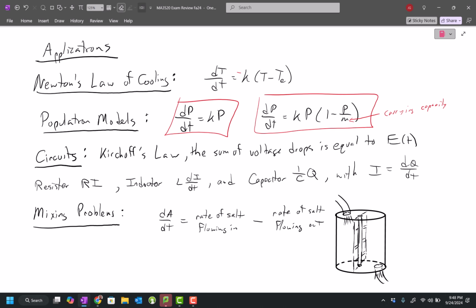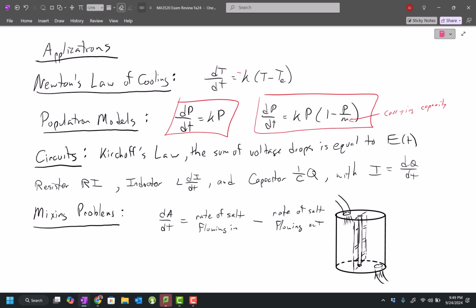The last two applications we talked about a little bit less. Circuits, where we use Kirchhoff's law, which states that the sum of the voltage drops around a circuit is equal to the electromotive force. The voltage drops around that circuit could be caused by resistors or inductors or capacitors, and they each had a quantifiable voltage drop. That set up an equation that involves some derivatives, and we'll look at an example of that. The last application was mixing problems.